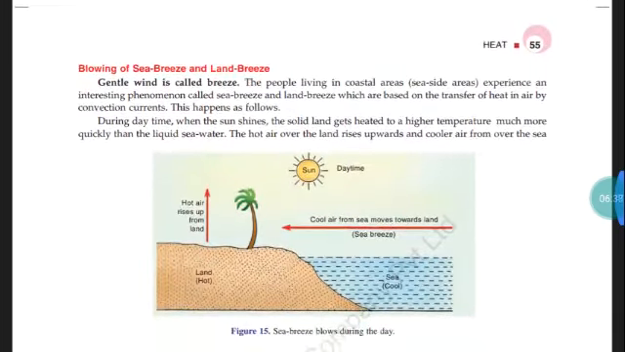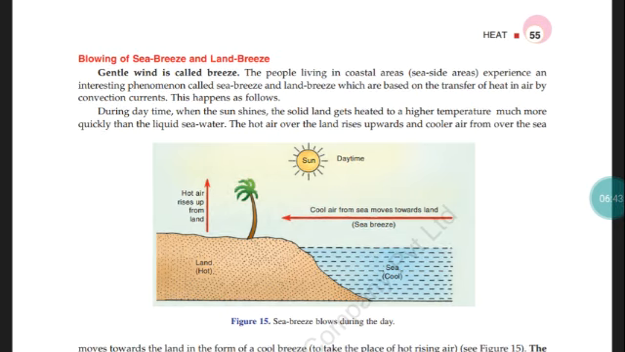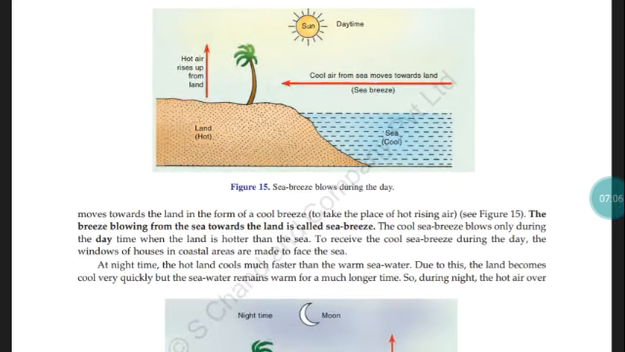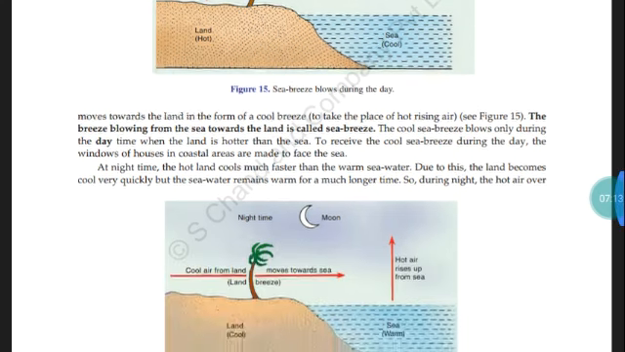Now we will see what happens during sea breeze. During daytime, when the sun shines, the solid land gets heated to a higher temperature much more quickly than the liquid sea water. This hot air over the land rises upwards and cooler air from the sea moves towards the land in the form of a cool breeze. The breeze blowing from the sea towards the land is called sea breeze.